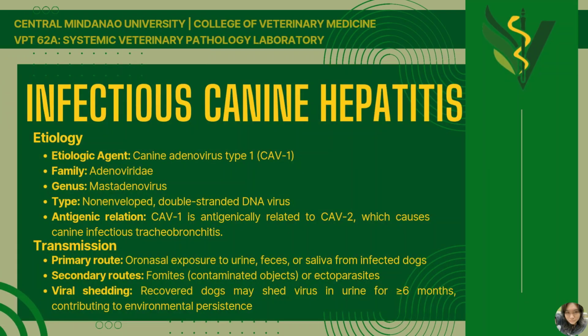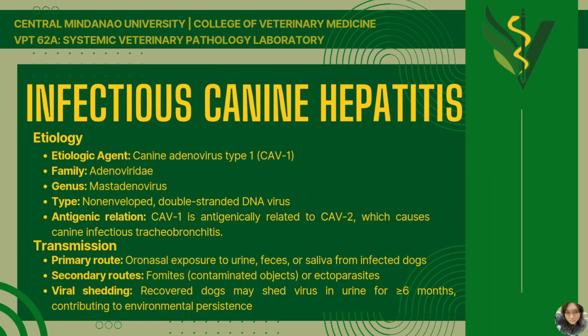For transmission, infectious canine hepatitis occurs primarily through oronasal exposure to urine, saliva, or feces from infected dogs. The virus can also be transmitted indirectly through fomites, such as contaminated bowls, cages, or equipment, and possibly ectoparasites. An important feature of this disease is that recovered dogs can shed the virus in their urine for 6 months or longer, which allows the virus to persist in the environment.